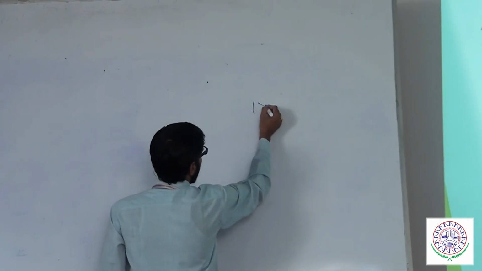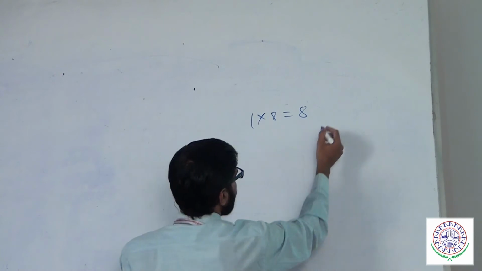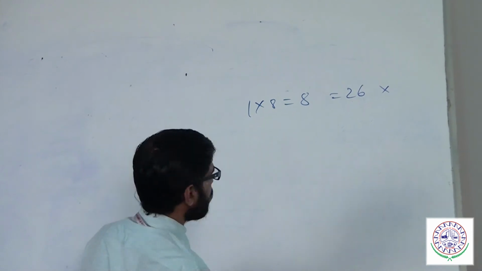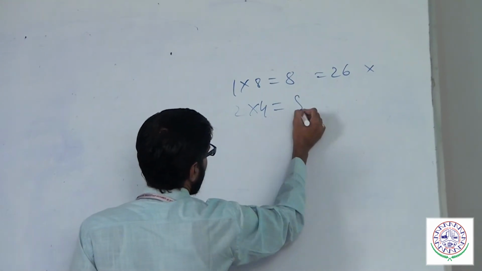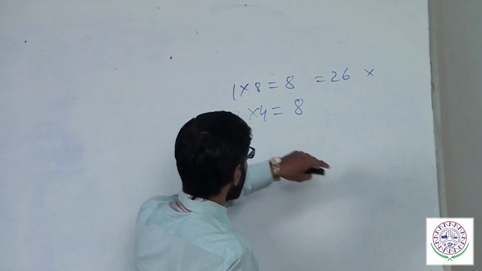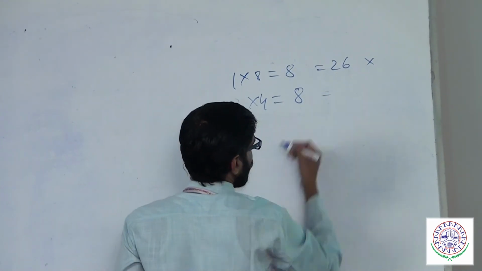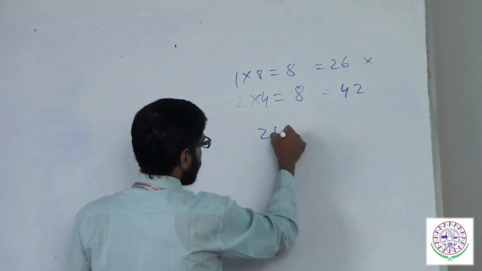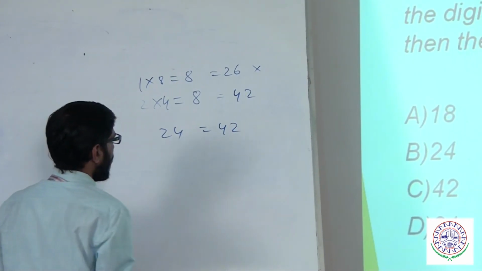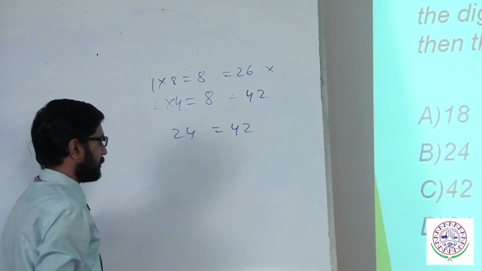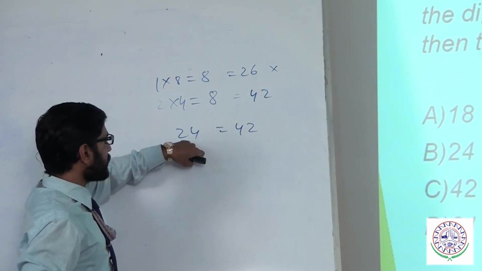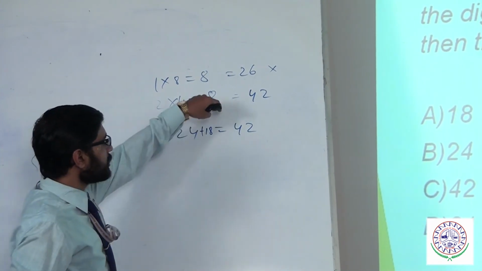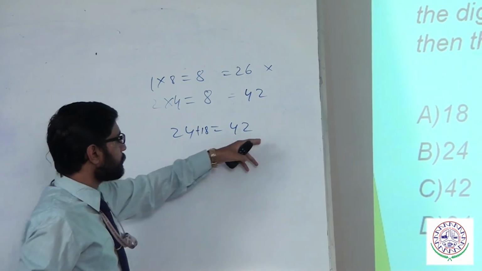If you take option 1 into 8 is 8. If you add 18 to this, you will get 26. But the digits are not reversed, so this is not the correct option. Take the second option, 24. If you multiply 2 into 4, you will get 8. When 18 is added to this, that is 24 plus 18, you are going to get 42. So if you take the number 24 and reverse it, you get 42. The product 2 into 4 is 8, and adding 18 to 24 gives 42. So this satisfies the given condition.